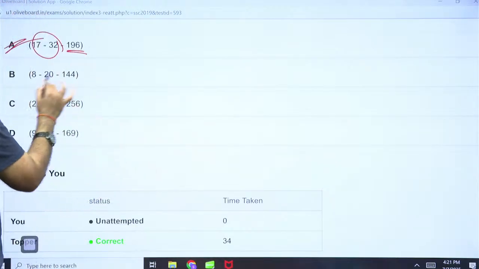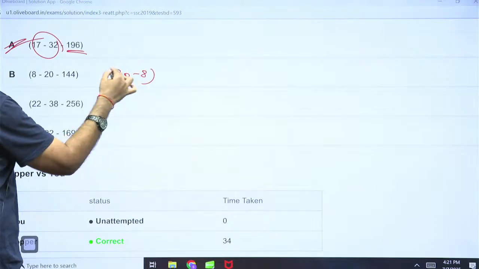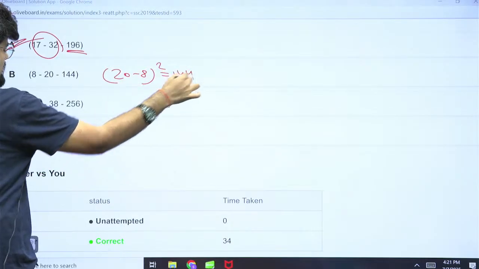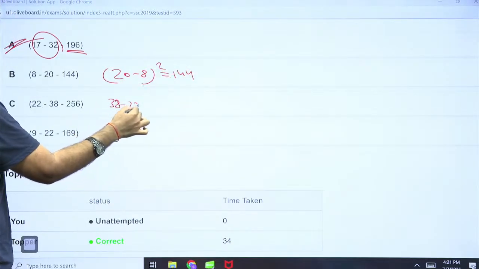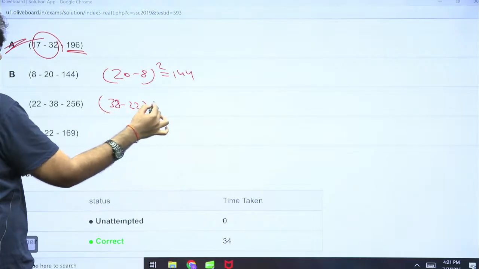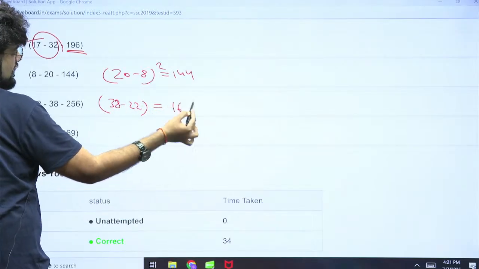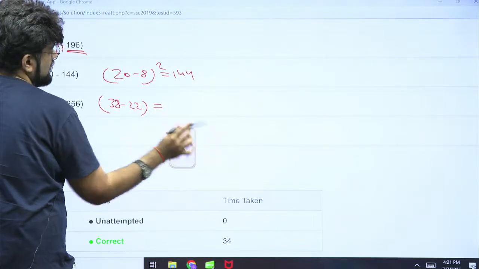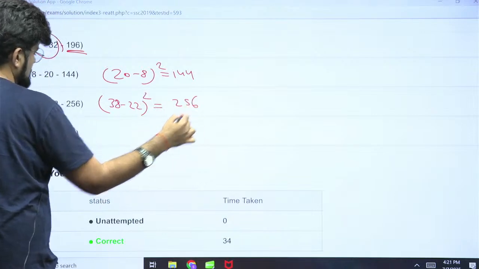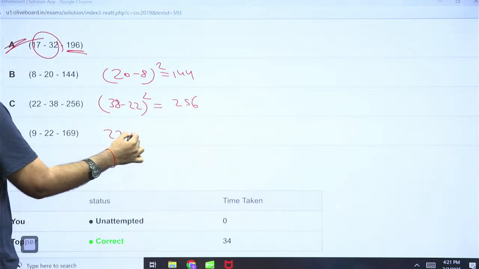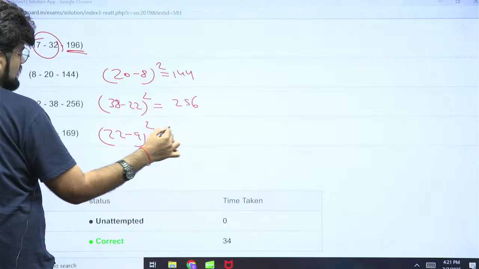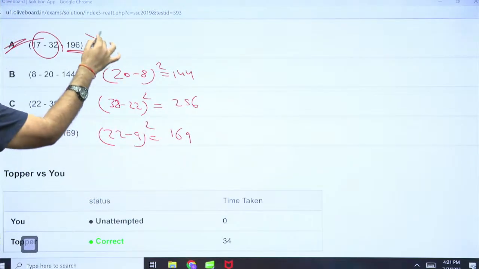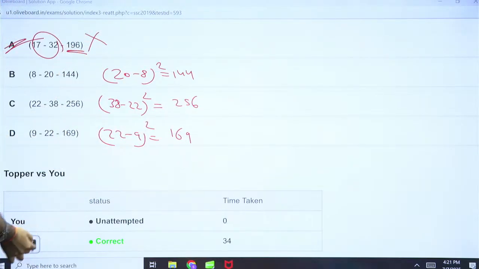So what is happening here basically? 20 minus 8 is 12. 12 square is 144. 38 minus 22 is 16, and 16 square is 256. And 22 minus 9 is 13 and 13 square is 169. This is not following the logic, hence option A is the odd one out.